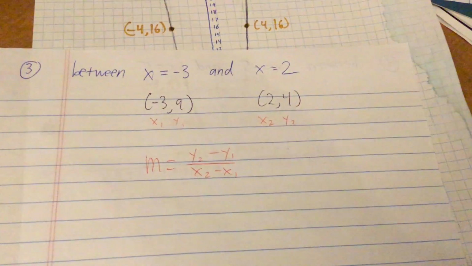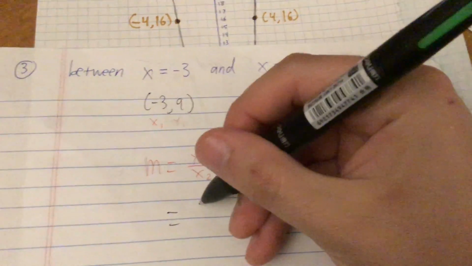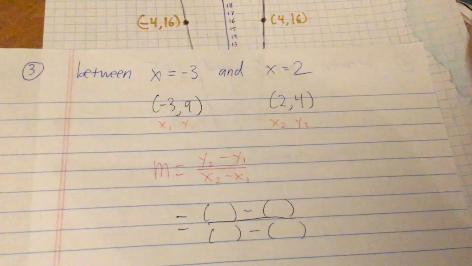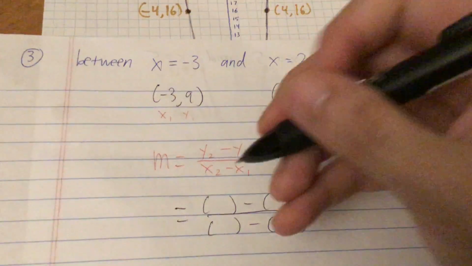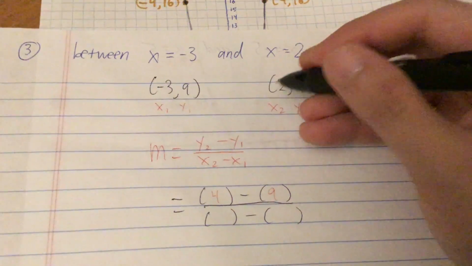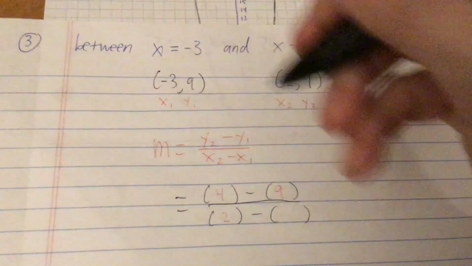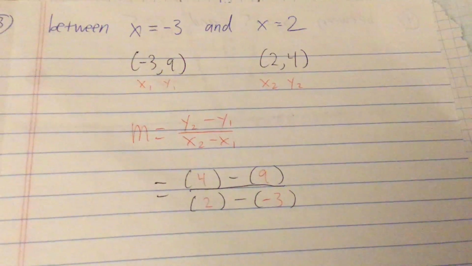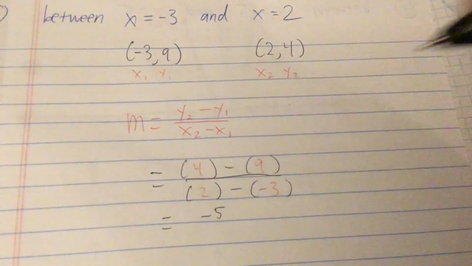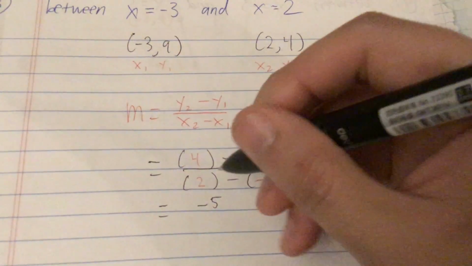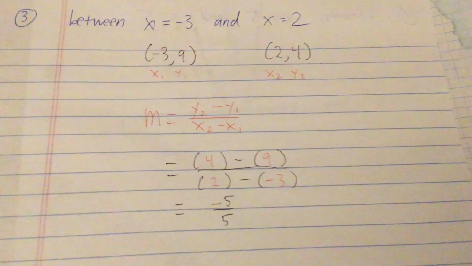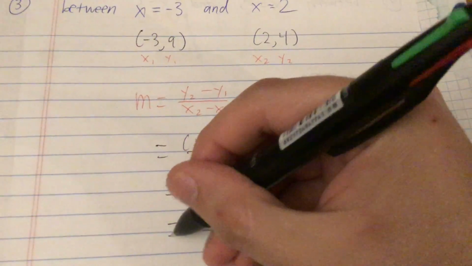Now let's plug in the pieces. y2 minus y1 over x2 minus x1. y2 is going to be 4. y1 is going to be 9. x2 is going to be 2. x1 is going to be negative 3. So let's see what happens. 4 minus 9 is negative 5. 2 minus negative 3, that's 2 plus 3, which is positive 5. Okay, so the slope, negative 5 divided by 5, that's going to be a slope of negative 1.